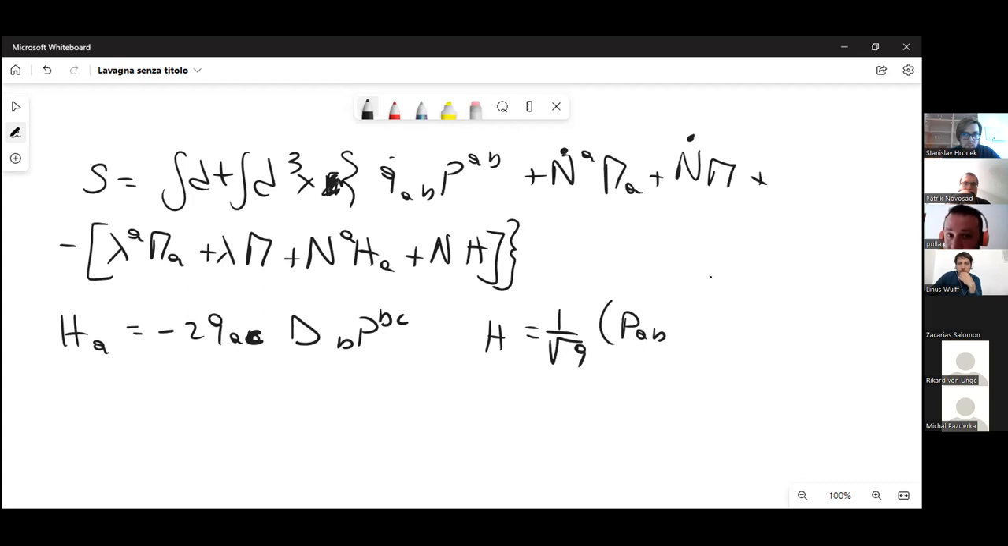Well, the square root of Q will be only in here and in here. Yeah, but why, of course? Why shouldn't there be? I mean, the measure then is not... But you have to, I mean, this PAB contains the square root of Q.